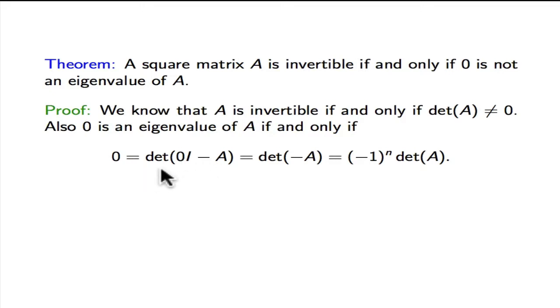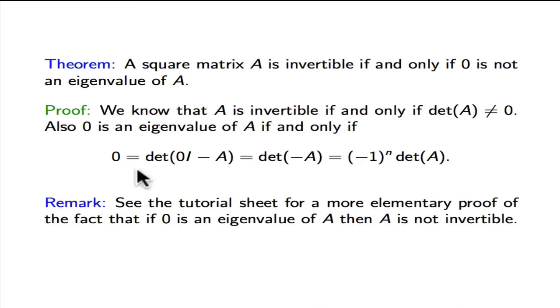But the determinant of 0 times the identity matrix minus A is equal to the determinant of minus A, which is equal to minus 1 to the n times the determinant of A, if A is an n times n square matrix. So we know that A is invertible if and only if its determinant is non-zero, and that 0 is an eigenvalue if and only if the determinant of A is 0. So the theorem follows. The matrix is invertible if and only if 0 is not an eigenvalue.